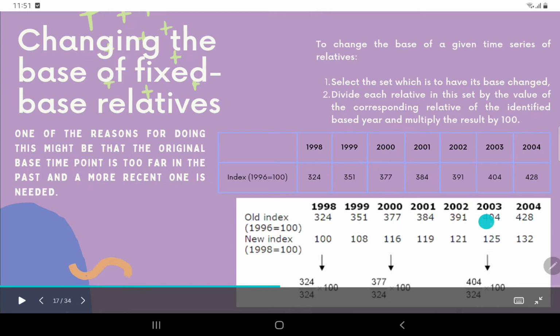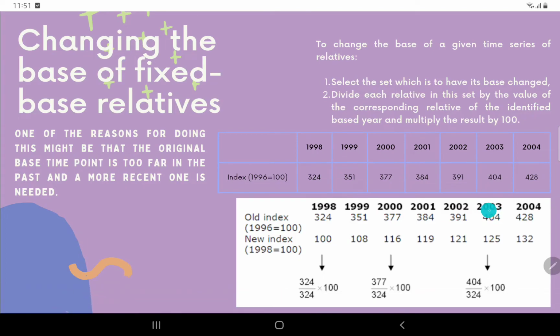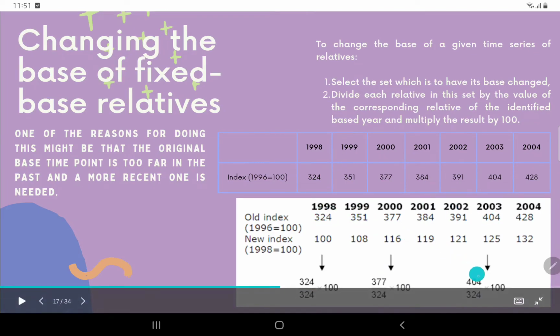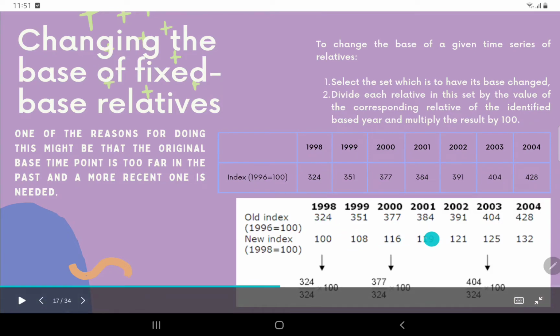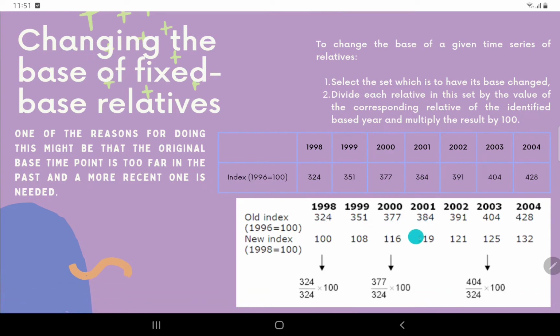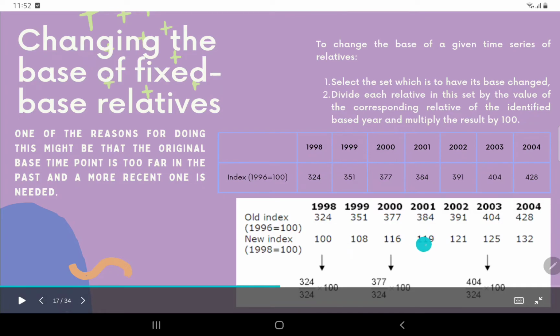Okay, and yang ni pula macam mana nak tukar dia untuk the year of 2003. 404 divide by 324, and then multiply with 100. So the new value will be 125. Sama juga macam mana nak cari yang ni. 351 divide by 324 and then multiply with 100. This one for the year of 2001, 384 divide by 324 multiply with 100, so we will get 119. And so on lah untuk semua tahun kena tukar, sebab kita tukar base dia and then value kat sini kena tukar semua.